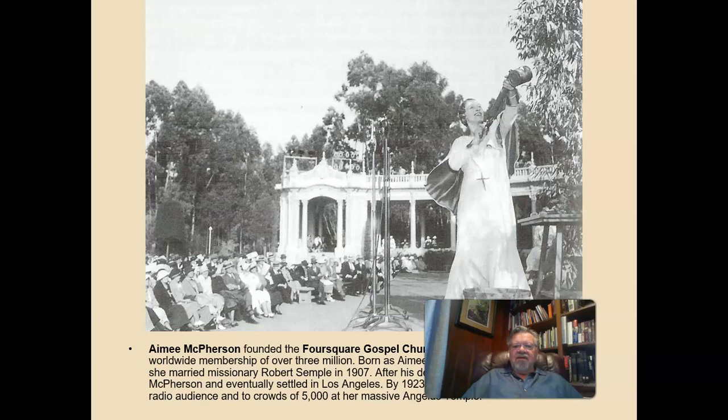This is an example of Amy Semple McPherson, who was the founder of the Foursquare Church. The Foursquare Church is a Pentecostal church which claims a worldwide membership of 3 million people. She was born in Ontario, Canada, and married a missionary, Robert Semple. After his death in China, she married Harold McPherson and eventually settled in Los Angeles. And by 1923, she was preaching to a radio audience and to crowds of 5,000 in her Angelus Temple.